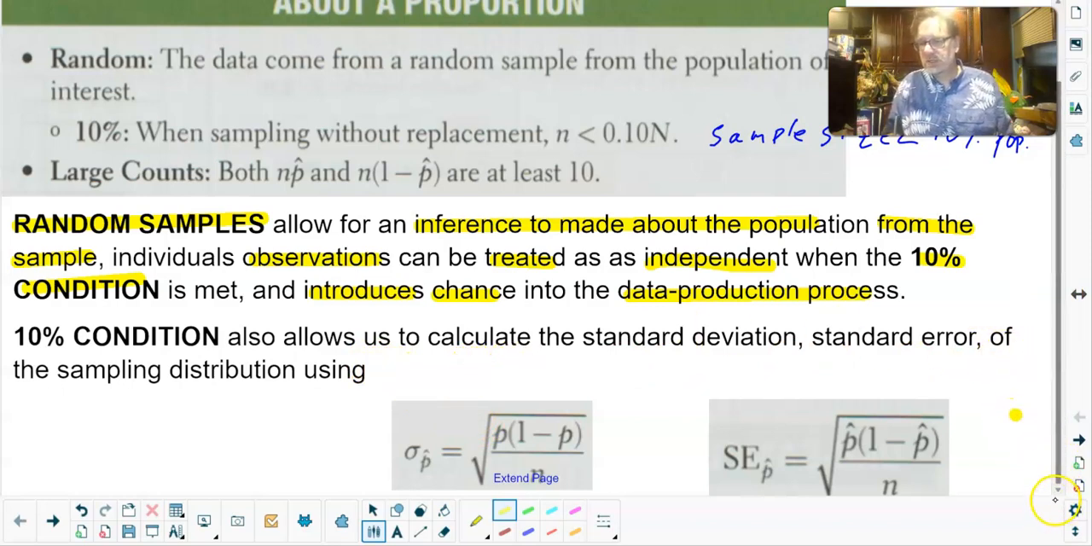I'm trying to scroll down. Why is it not? So the 10% condition allows us to calculate standard deviation.